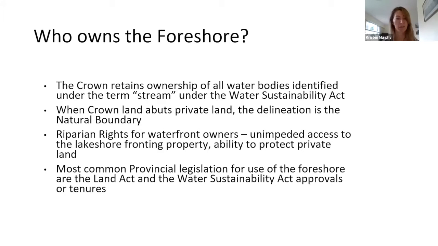their private land. So what that means is that if somebody has a boathouse and they come and they want to build a permanent buoy structure in front of those people's house, they can't do that. They have the right to have unimpeded access to that foreshore. And for protecting private land, that means that they can protect it from flooding. That doesn't mean that they can build, say, a retaining wall on Crown land. They can build something on their own property, but it does give them that ability to protect their private land. So the most common provincial legislation for use of the foreshore are the Provincial Land Act and the Provincial Water Sustainability Act, which issues approvals and tenures respectively.